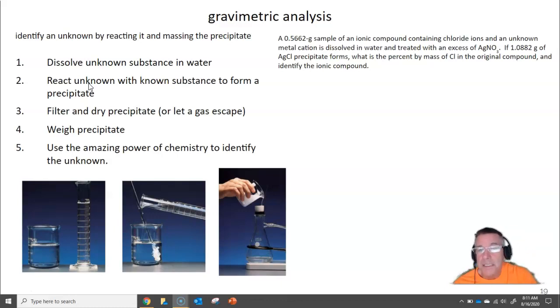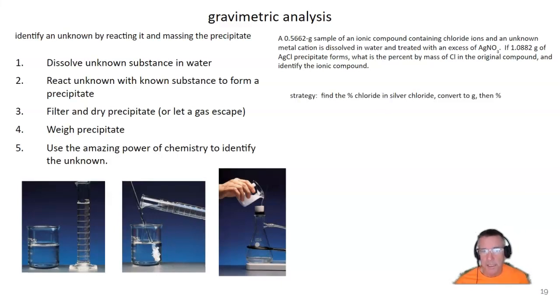A 0.5662 gram sample, I'm just reading from the right here, of an ionic compound containing chloride ions and an unknown metal cation which we need to identify. In other words, is it sodium chloride? Is it lithium chloride? That's the kind of question you're trying to solve. So it has that unknown metal cation, it's dissolved in water, and it's treated with an excess of silver nitrate. That's our heavy metal salt. If 1.0882 grams of silver chloride precipitates, and it will, thus sucking up all those chloride ions, what is the percent by mass of chloride in the original compound, and identify the compound?